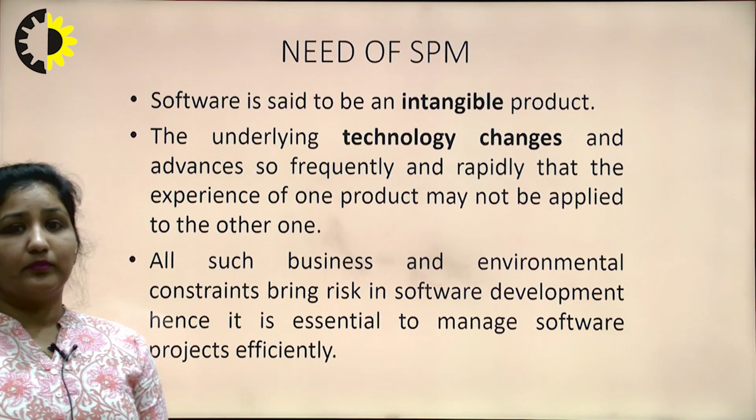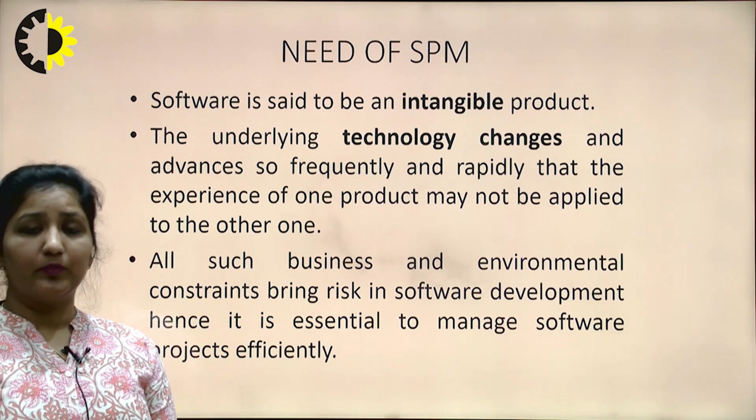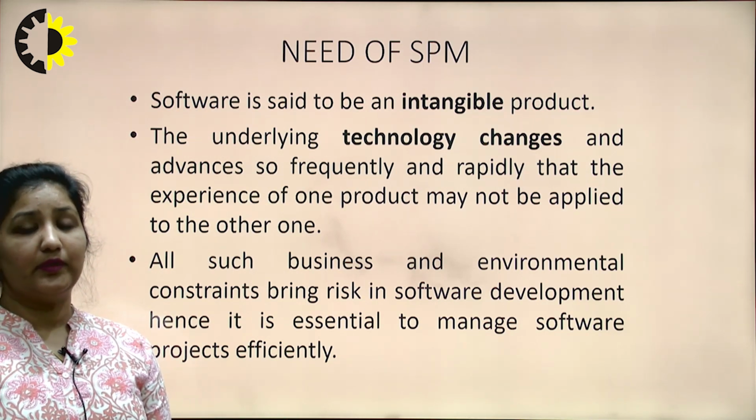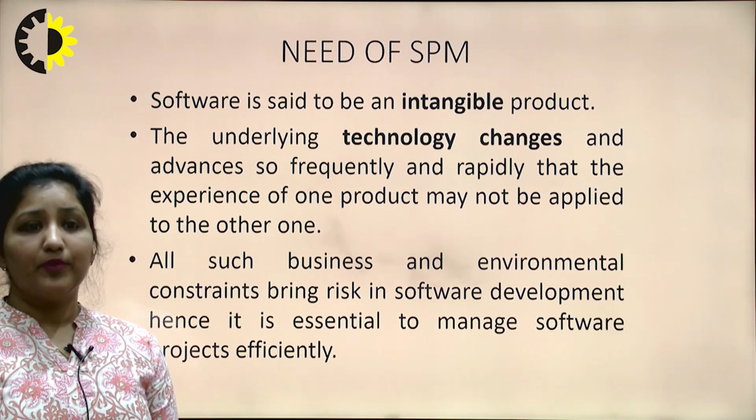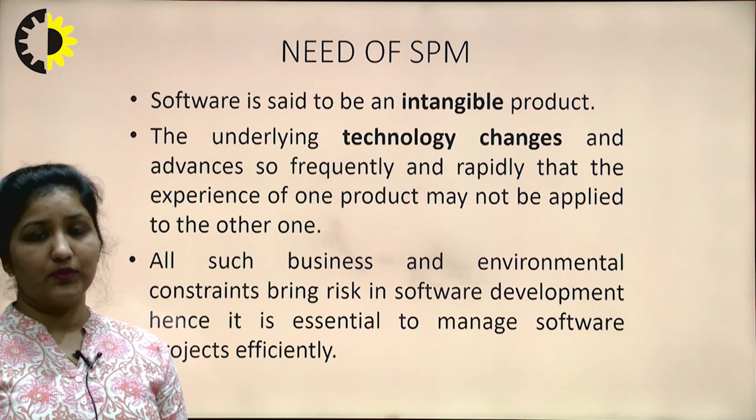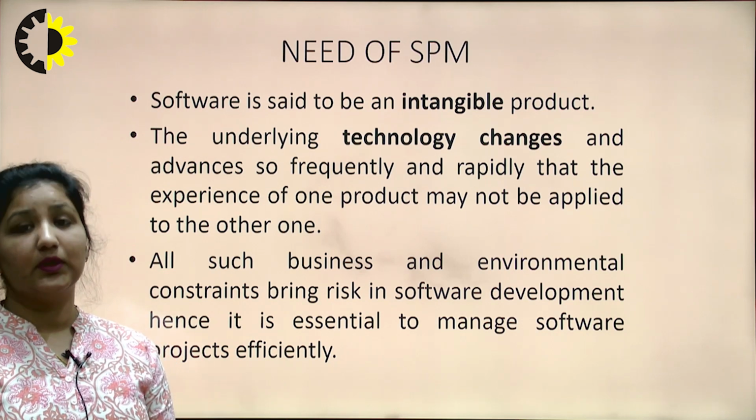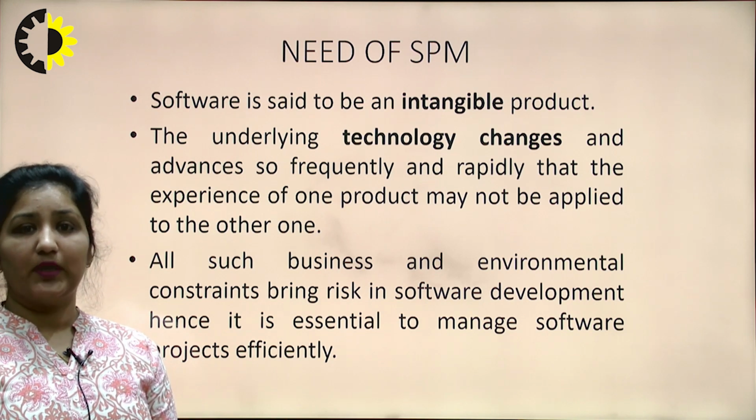Now next comes why we need SPM, why software project management is required, why we need to document all these things, why we need to have all these 34 competencies in the system. First, software is said to be an intangible product. So since it is an intangible product, we need to take care of it, since it is not going to be changed again and again.